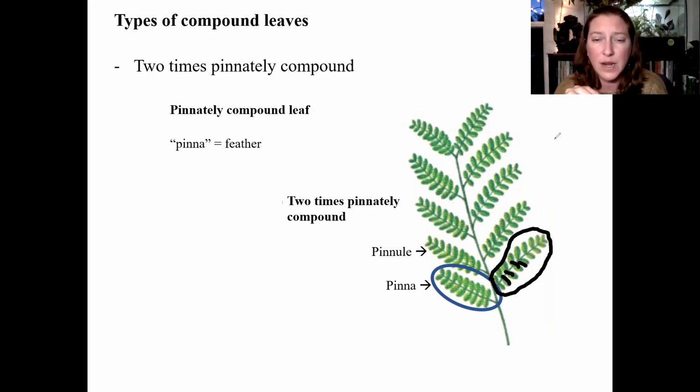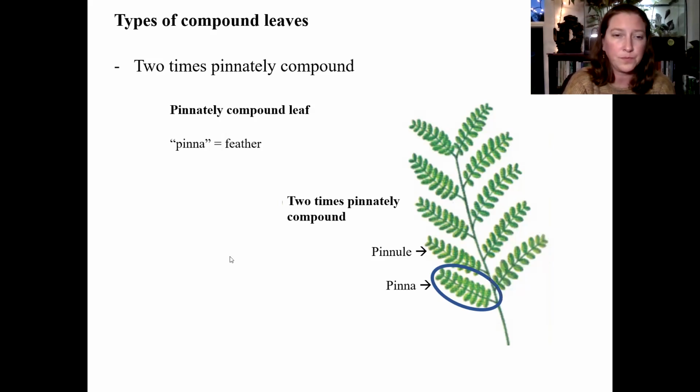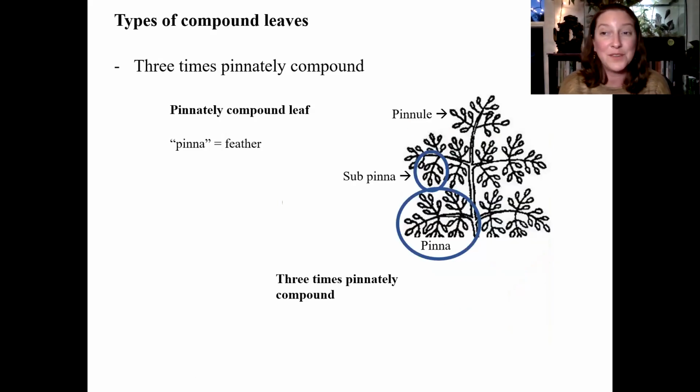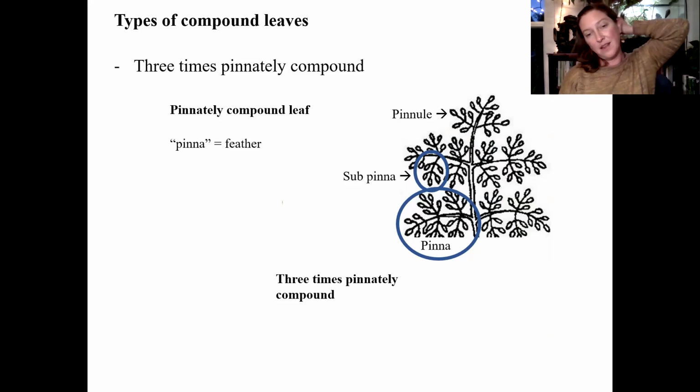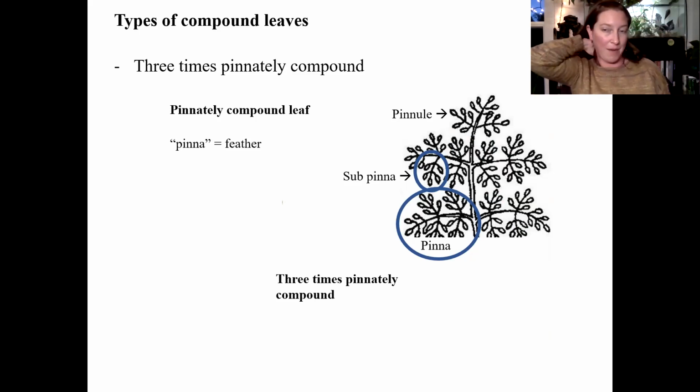These terms pinna and pinnule we will encounter again when we get to the ferns later on in this course. But for today, don't worry about pinnule. We'll talk about pinnule once we get to the ferns. Sometimes you could have even more. You could have 3 times pinnately compound. You could have 10 times pinnately compound. It just depends on the species of plant that you're looking at. But the point is, it's still pinnately compound, and there's lots of things on it. Again, we'll talk about this more during the fern lecture.